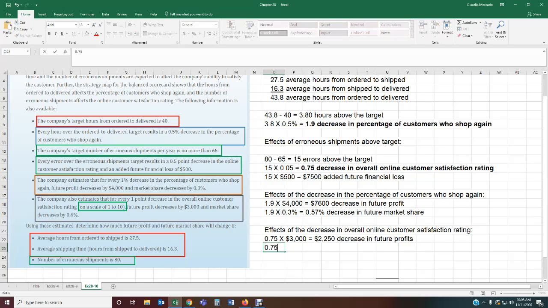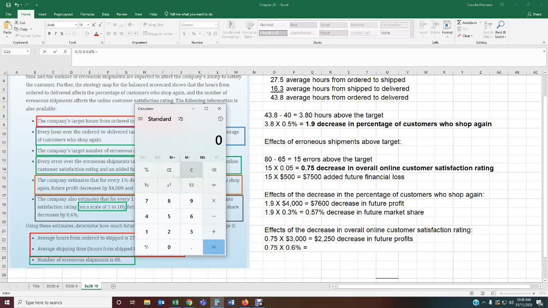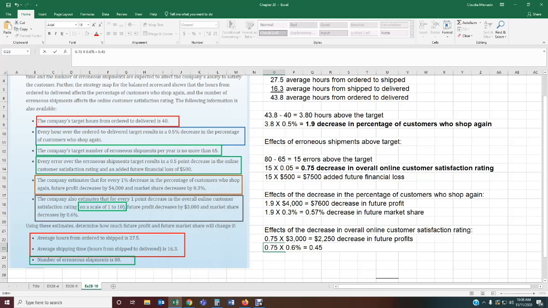Now we know that the decrease in overall online customer satisfaction rating was 0.75. It says here that the market share is going to decrease by 0.6%. So 0.75 times 0.6%, times 100, gives me 0.45%. That is a 0.45% decrease in future market share.